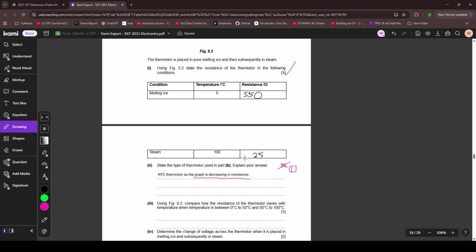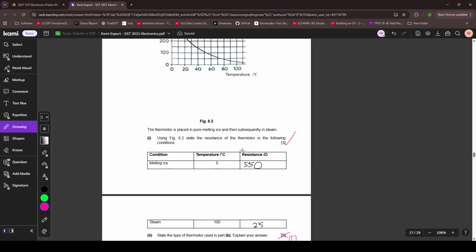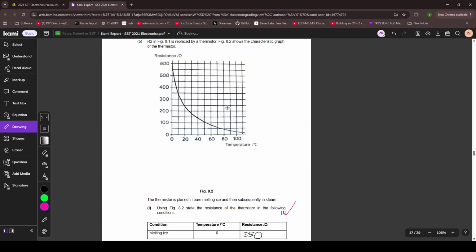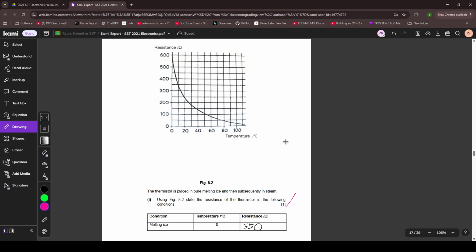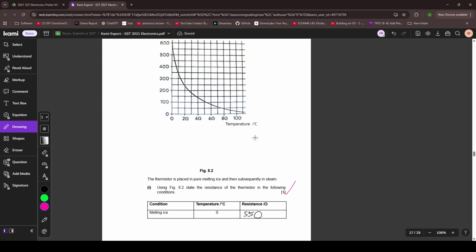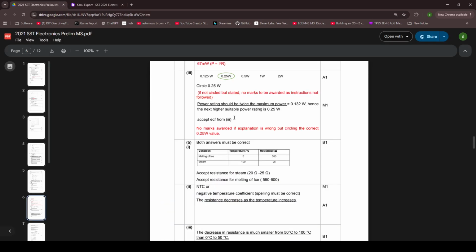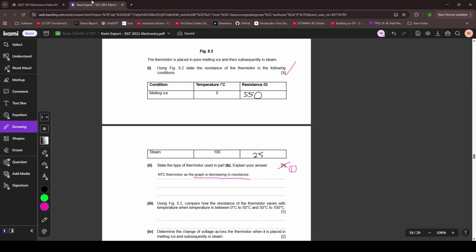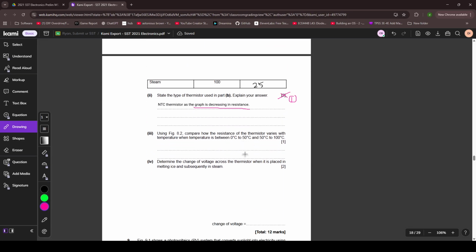You have to state that temperature and resistance have a negative relationship, where when temperature increases, resistance decreases. You have to state that. So you don't get the full mark here.